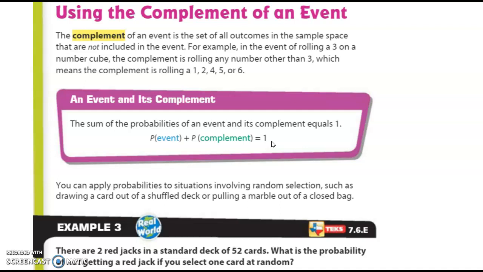So let's look at the example that we have here. There are 2 red jacks in a standard deck of 52 cards. What is the probability of not getting a red jack if you select one card at random? Right off the bat, you may already know the probability by looking at this. But when we're first learning probability, it helps to know what we are not trying to find in order to help us find what we are trying to find. So I'm going to go over to my work, as always.